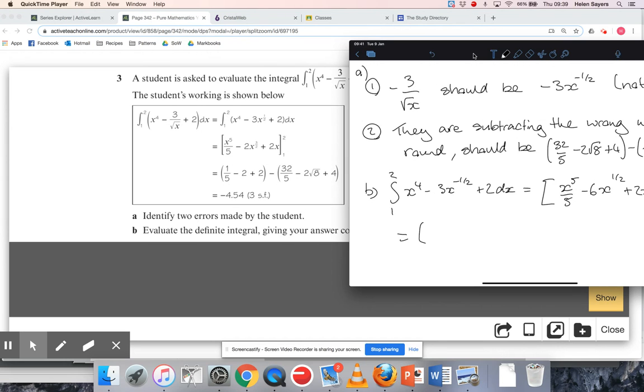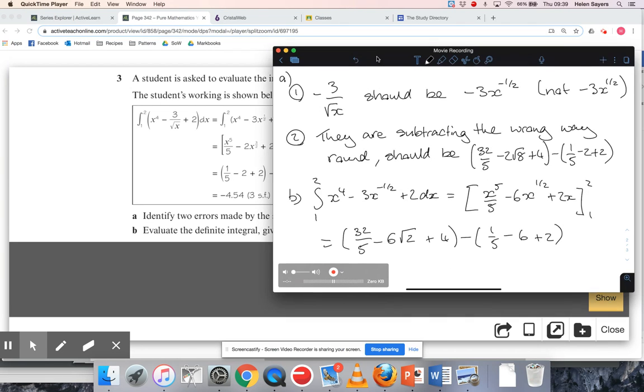Then I must show working that I am substituting it in. So 2 to the power of 5 is 32. X to the power of a half is root 2. And then 2 times 2 is just 4. And then minus a fifth. 1 to the power of a half is still just going to be 1, so that's just going to be minus 6 plus 2. And then try and line that up properly, right.